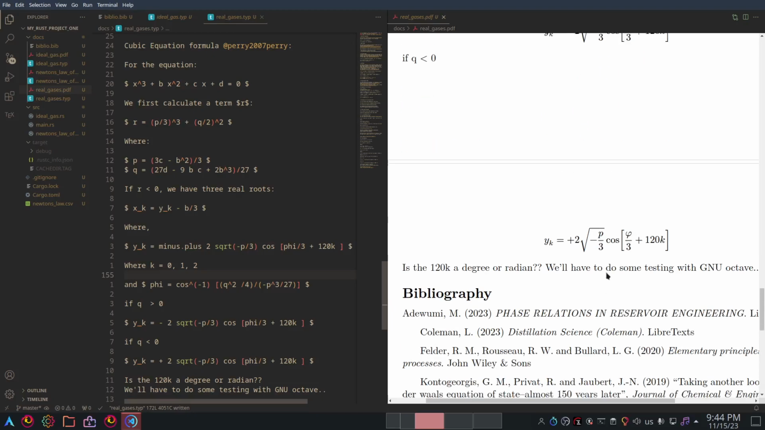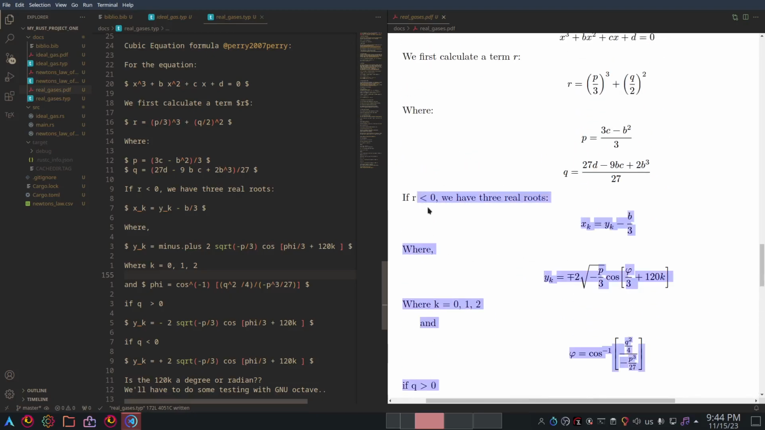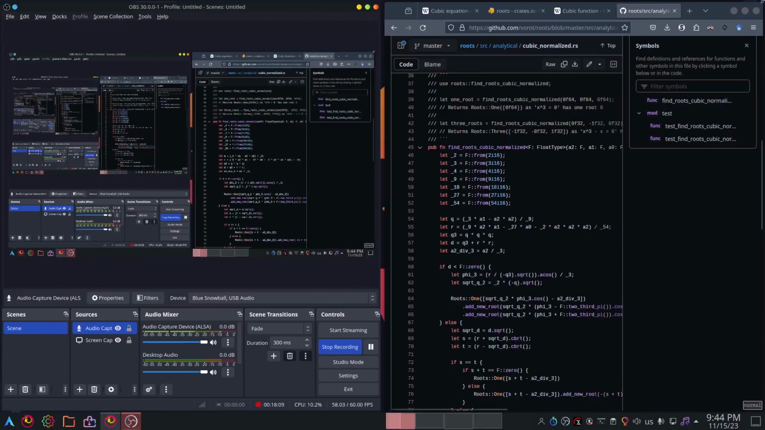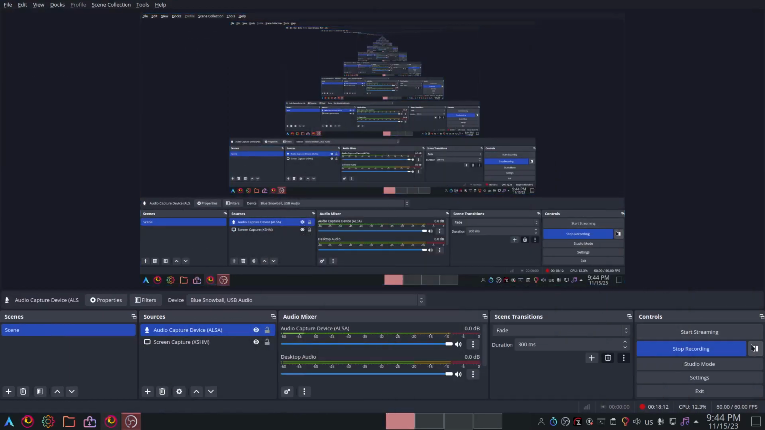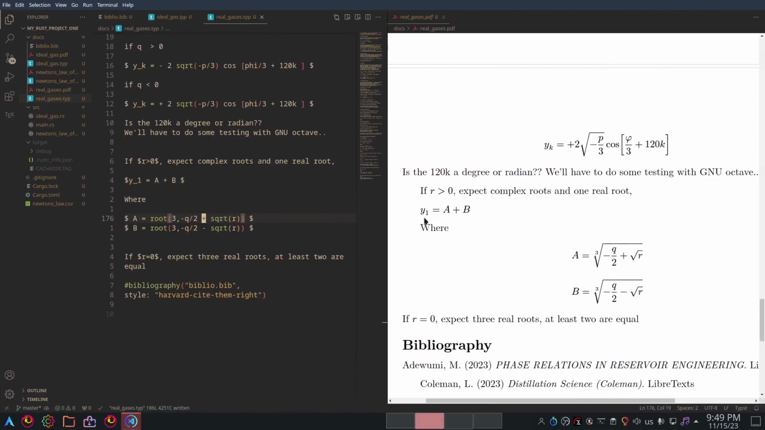Now, these are the formulas, at least for the r less than 0 case. There's an r more than 0 case as well, and there's another bunch of formulas to throw in. But let me just quickly write them down before we go to the next video. Okay, so the real root is y1. Okay, y1 is a plus b, then we'll have these formulas. A is the cube root of minus q over 2 plus square root r, and b is the cube root of minus q over 2 minus square root r. So that's a and b.